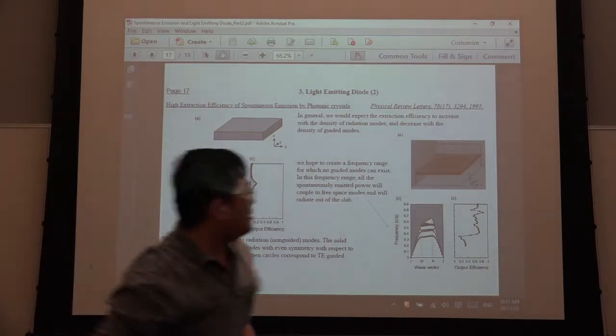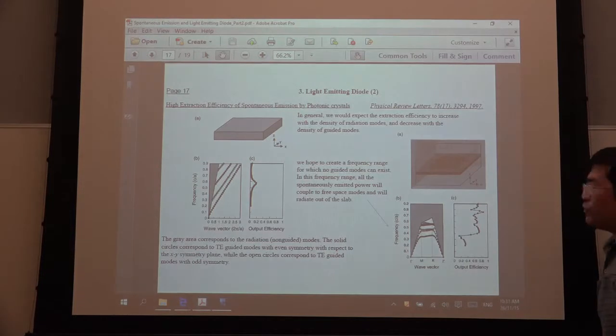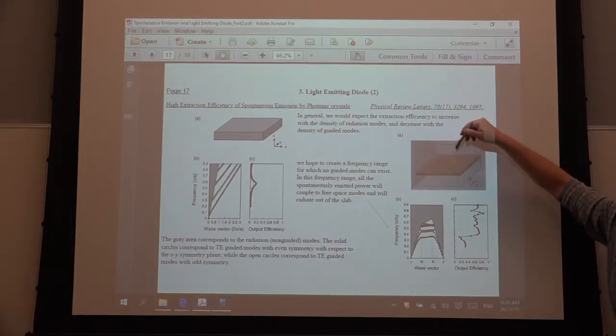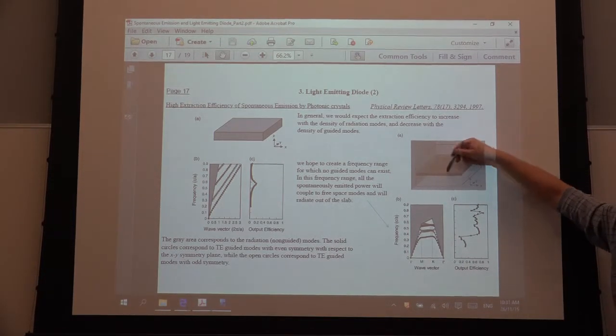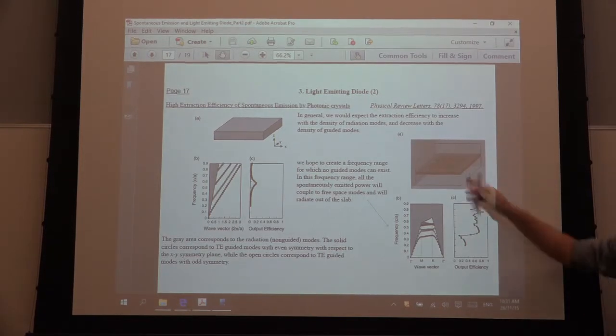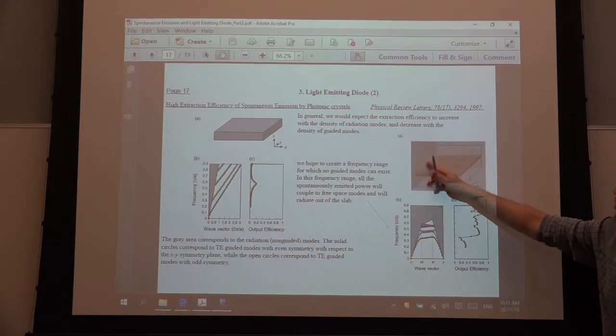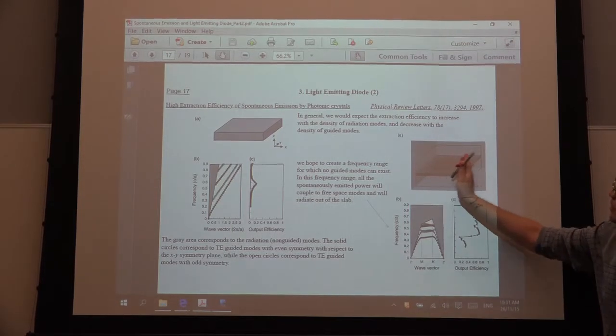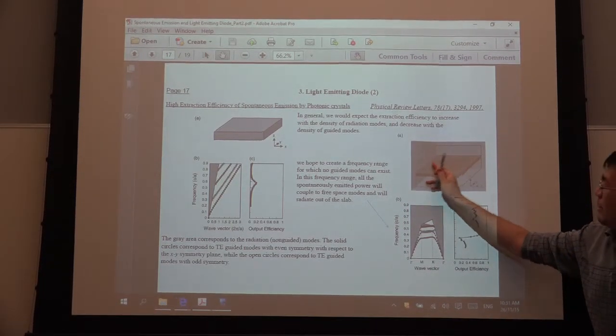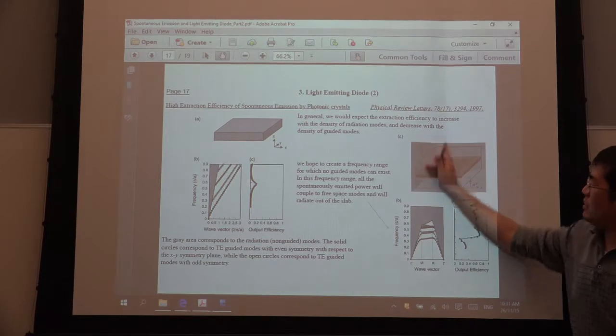So what's the fancy idea? A very simple idea: they use a photonic crystal with many holes here. Along the x or y plane, this is a band gap. They cannot couple to this guided mode, and they can only emit out along the z direction.